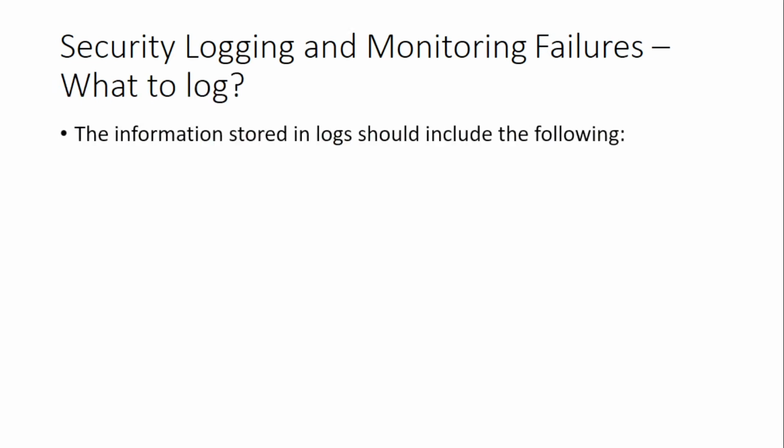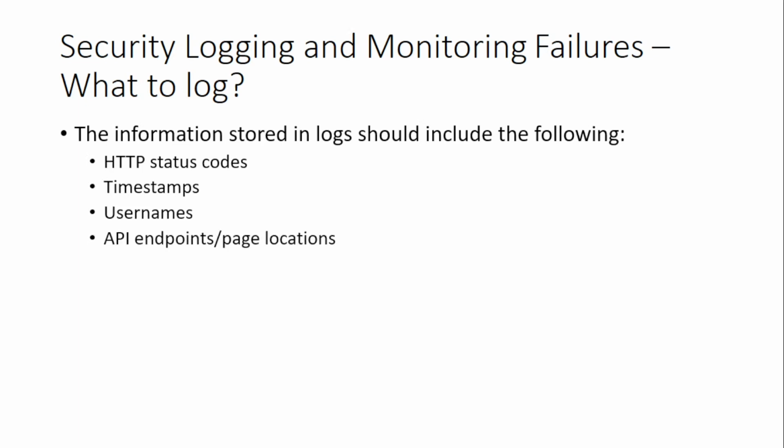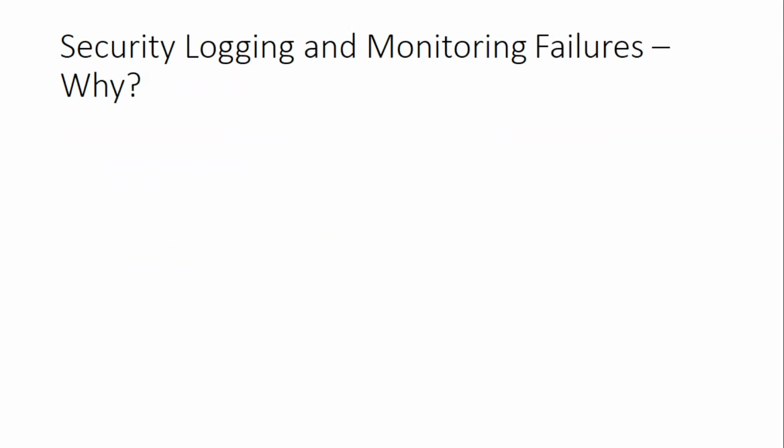The information stored in logs should include the following: HTTP status codes, timestamps, usernames, API endpoints or page locations, IP addresses. These logs have some sensitive information, so it's important to ensure that they are stored securely and that multiple copies of these logs are stored at different locations.